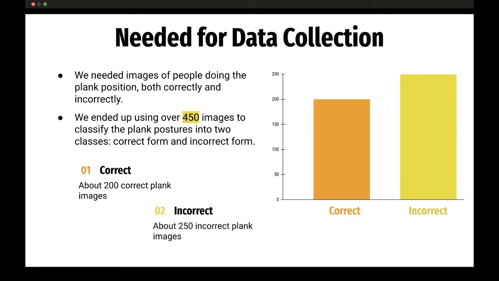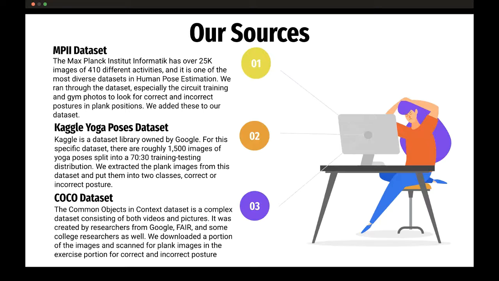It had over 25K images from 410 different activities. It's one of the most diverse data sets in human pose estimation. We ran through the data set, especially in the circuit training and gym photos, and we looked for correct and incorrect postures in plank positions. We added this to our training and testing data.